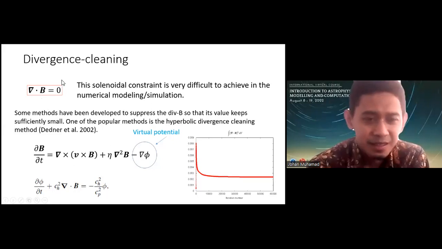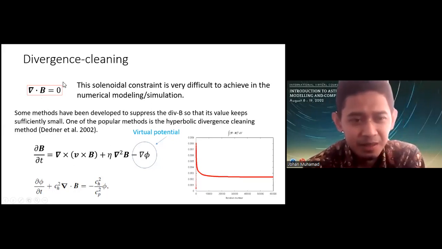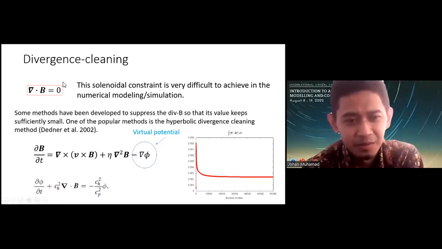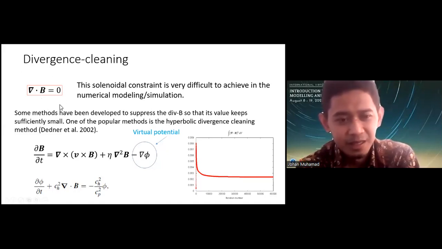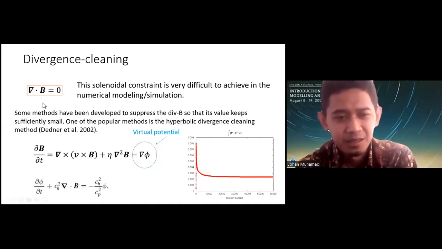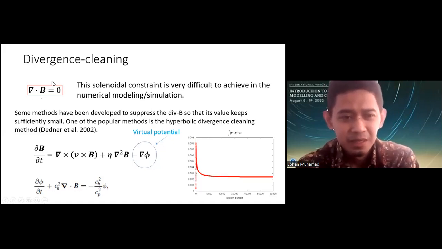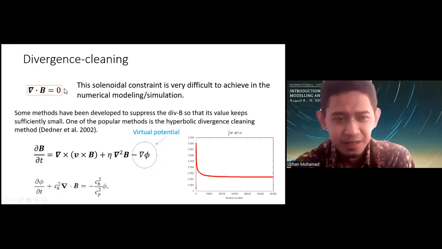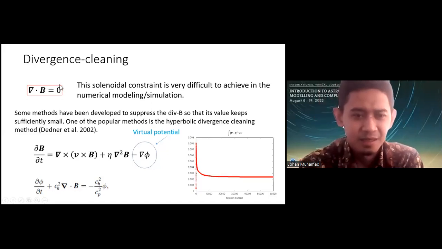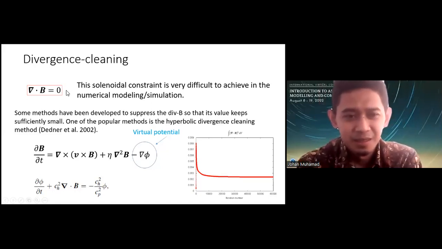This part is almost independent from the other equations in the numerical simulation. So you have to make sure, you have to check in your simulation whether this constraint is still valid or not.